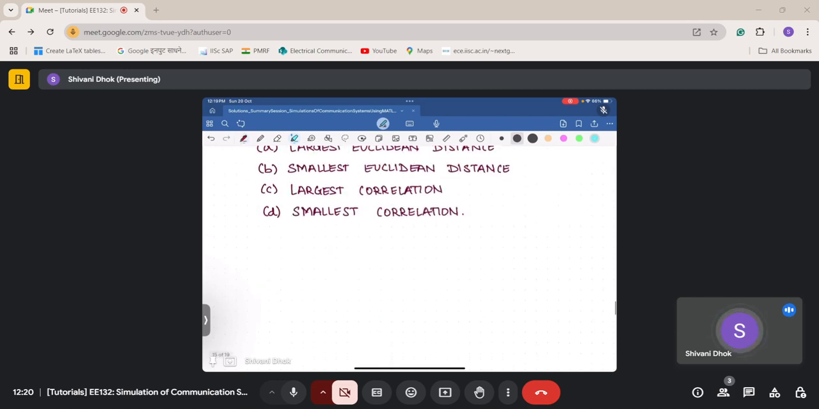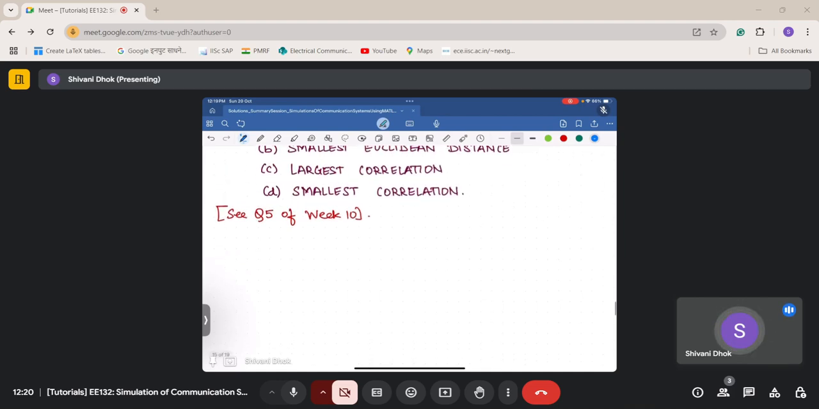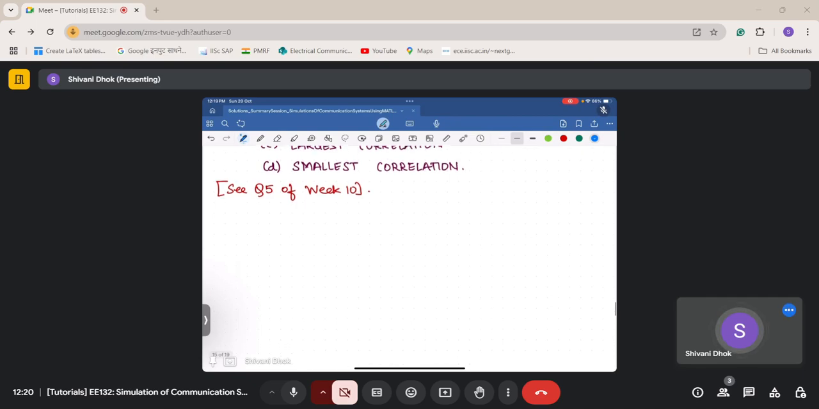Okay, so this question I had already taken in week 5. So I'll refer you to week 10, question 5 of week 10. I have done this question, but still let us look at it again. It's nice to look at these concepts again. So we are talking about AWGN signals.